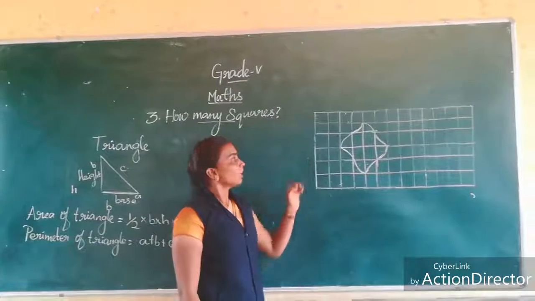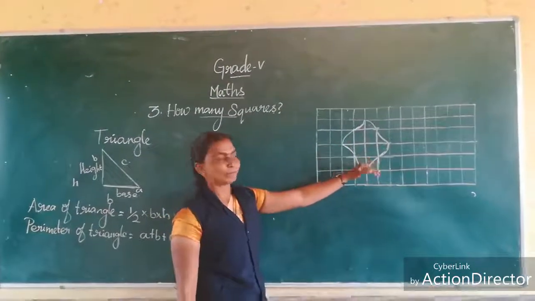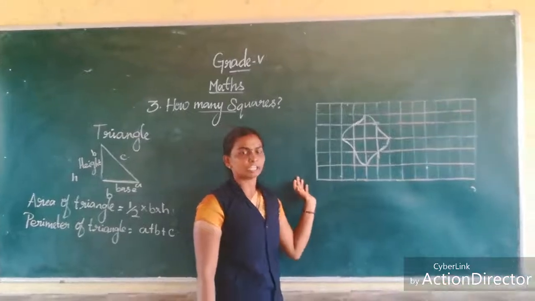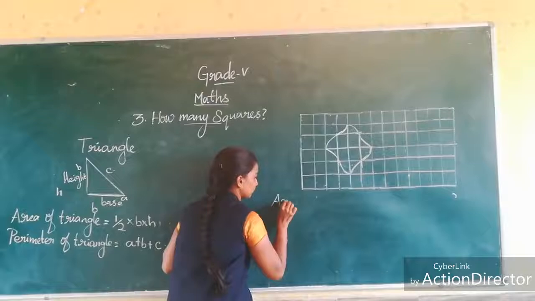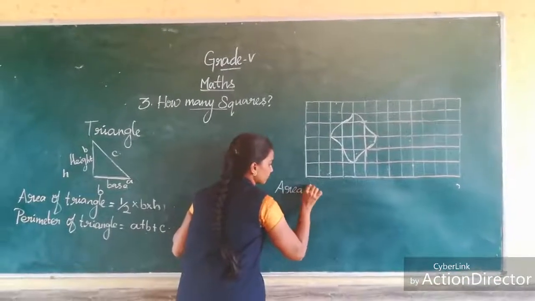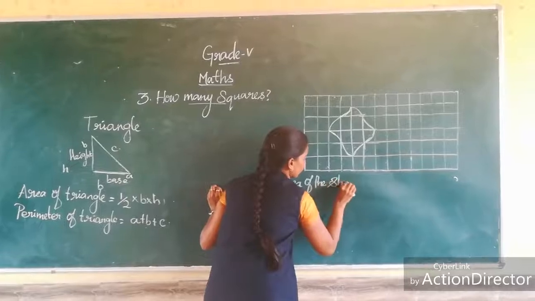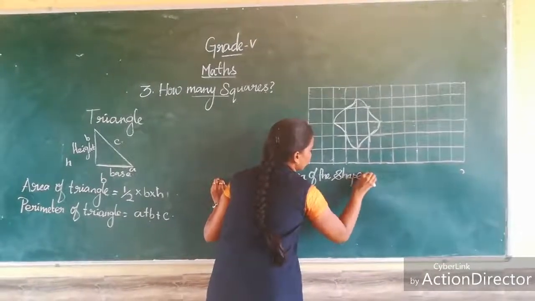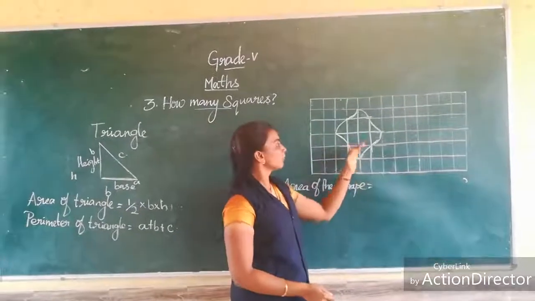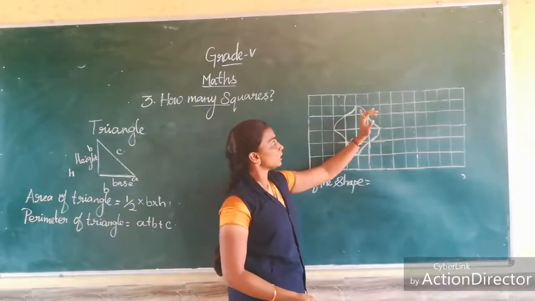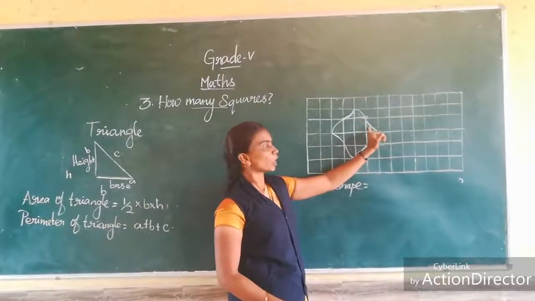Next. Now look at the square grid. I have drawn one shape. Now we are going to find the area of the shape. See, first we want to know number of full square, half square. This is not half, this is more than half, and this one is quarter.